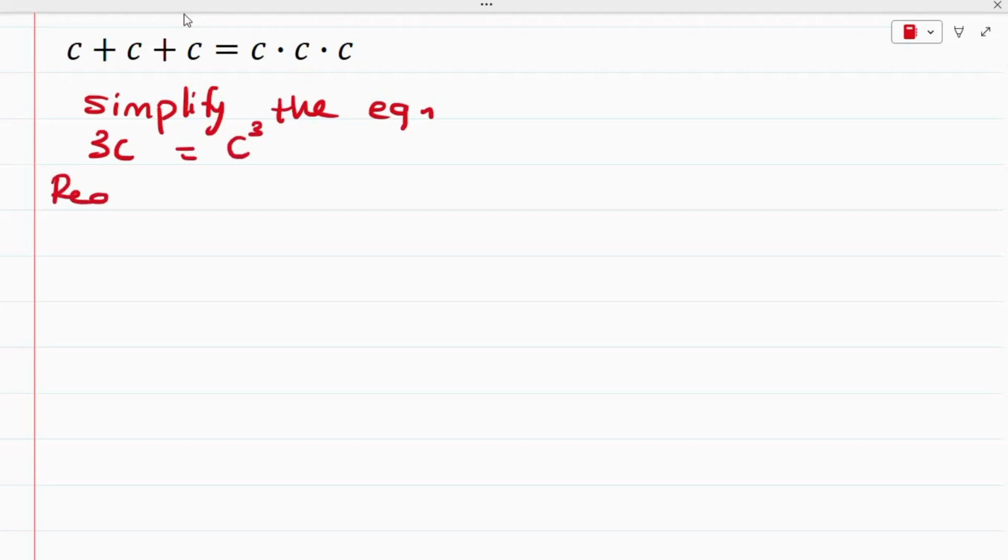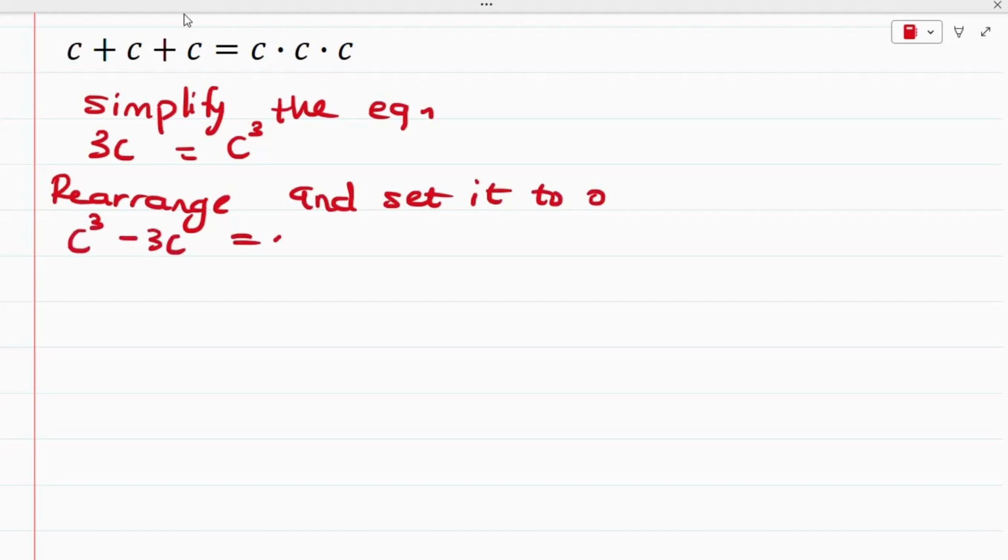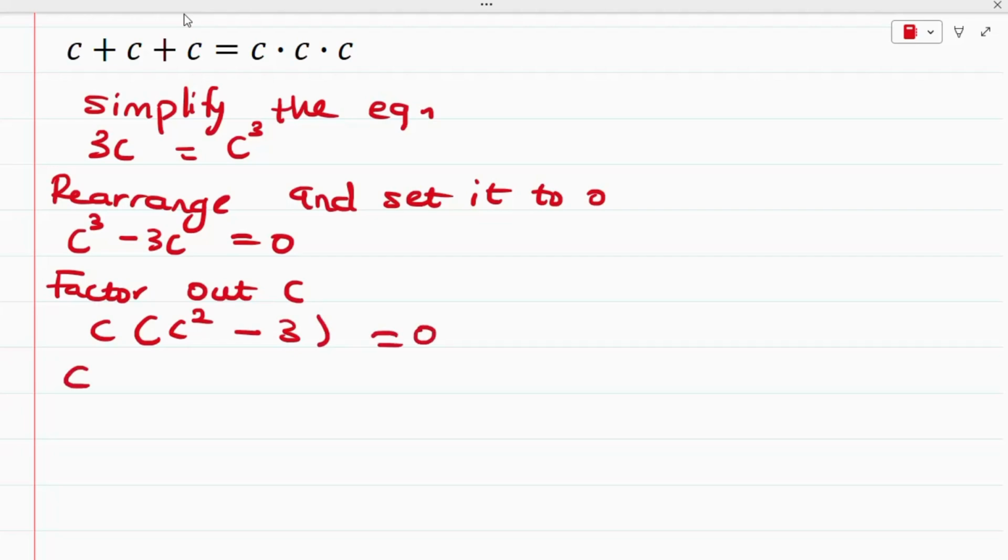So the next thing we want to do is to simply rearrange and set the equation to 0. So setting the equation to 0, we have c cubed minus 3c, which is equal to 0. So we want to simply factor out c, which is the common term. So factoring out c, we have c into, if you factor out c from c cubed, we have c squared minus, if you factor out c from 3c, this remains 3, which is equal to 0. So from here we have that c is equal to 0, or c squared minus 3 is equal to 0. So we already know the first value of c, which is equal to 0.